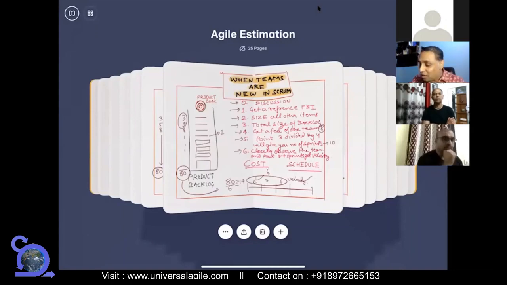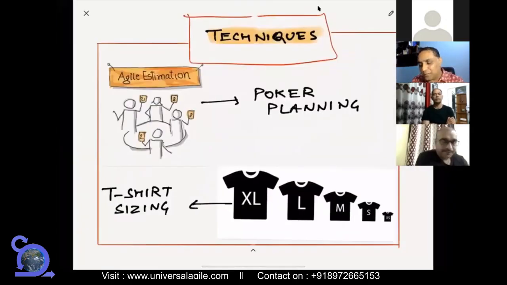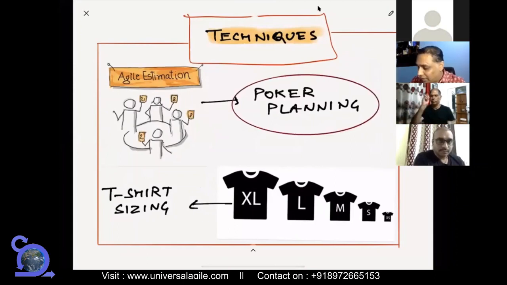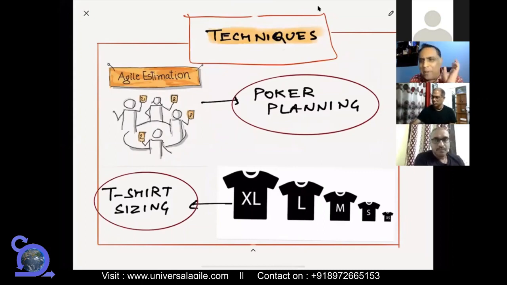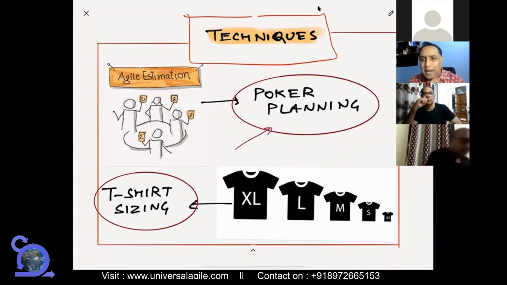The thought process is clear to everybody now? Yes. Now, what are the techniques? Some of the very popular techniques are planning poker and t-shirt sizing. There are many more also, but these are the basic ones. I don't want to go into advanced today. I want to keep it at a very basic level. So what I'm going to do is show you a video on how to do planning poker. The mindset is clear, the basis is clear, the thought process is clear. Now it is about technique.